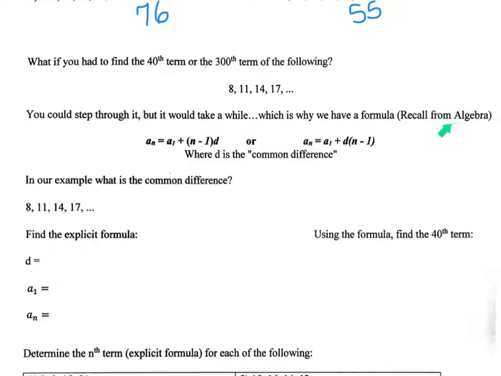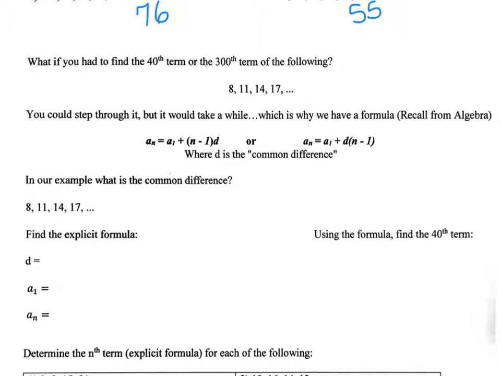But we have a formula, and you may recall it from algebra. You did do this in 8th grade, where this was your formula. D is your common difference. You already know what n is, and a sub n and a sub 1, you know what those are already. So D is just your common difference, and that's how we get from one term to the next.